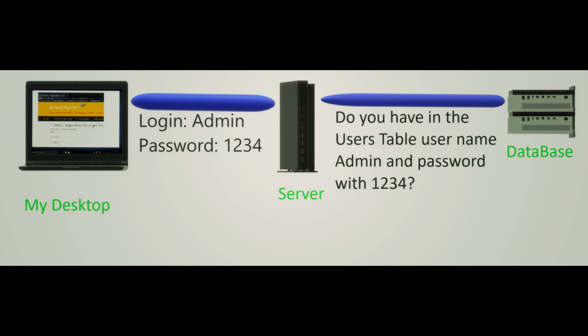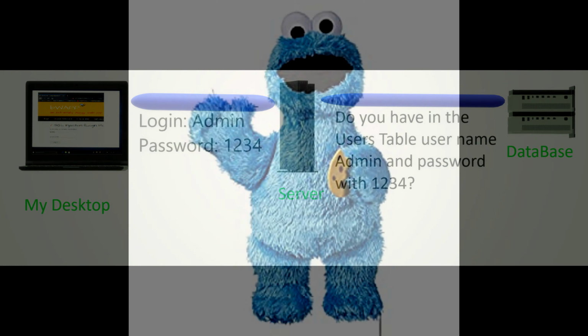If the database recognizes this user and this password, then it sends true. If it's not recognized, then it sends false. The server receives the result from the database and will forward the user, who is allowed to enter the site as admin, and give him a special cookie.